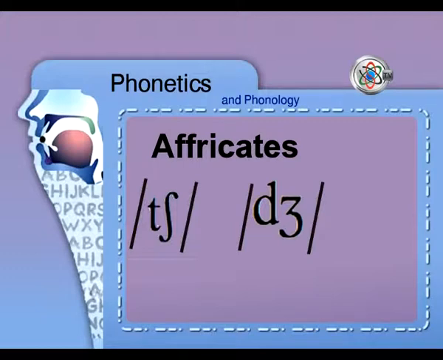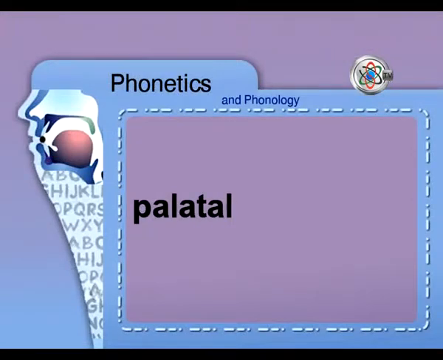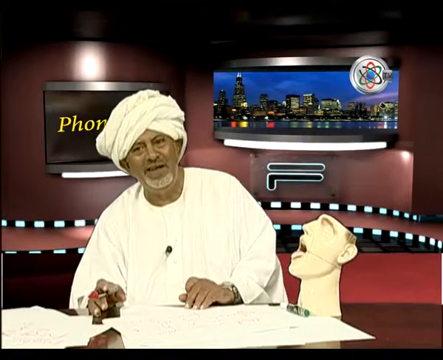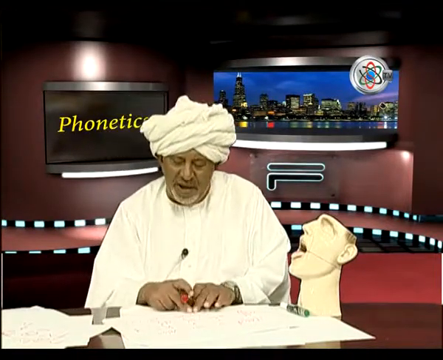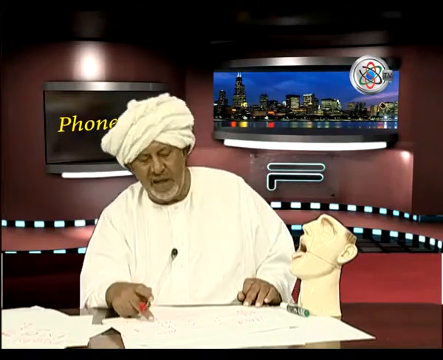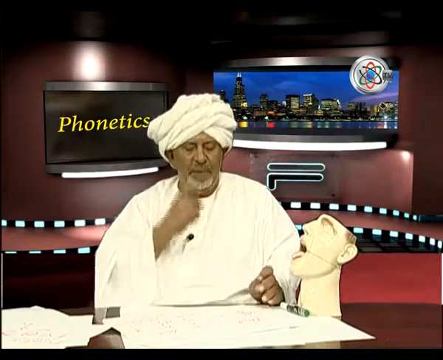And they are made where we call them palato-alveolar, or alveopalatal, like Afro-Asian, palato, meaning in the palate, and the alveola. The ta is made in the alveola, the da is made in the alveola, the sha in the palate, the ja in the palate. So the sound is called palato-alveolar or alveopalatal.